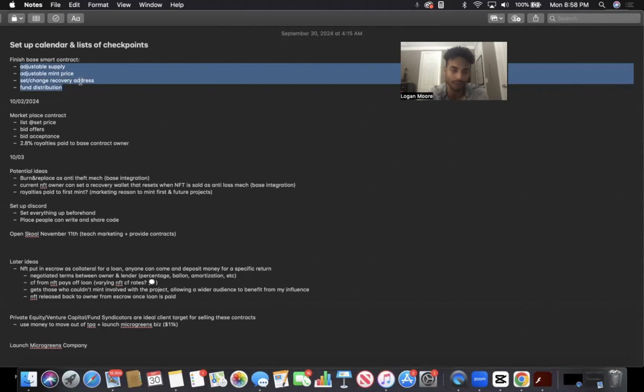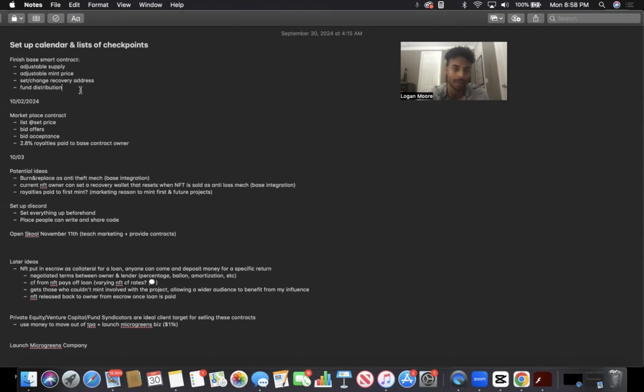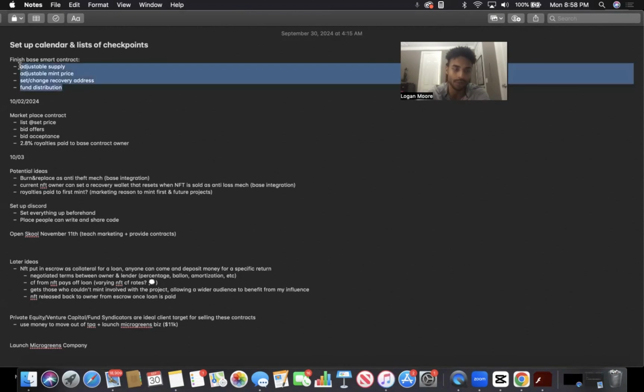A recovery address. So in the event the owner loses access to the main owner address, they can have a secondary recovery address that they can use to log in and regain access to the contract. And then the last feature is going to be fund distribution. So this is going to be the owner's ability to send out Ethereum using the contract to people who own the NFT. So these 4 concepts are integral to what we're going to be building on the blockchain.